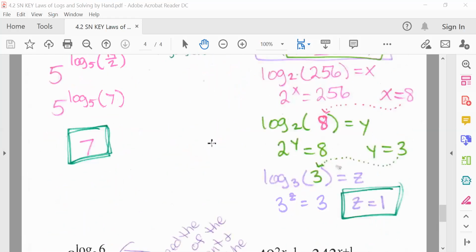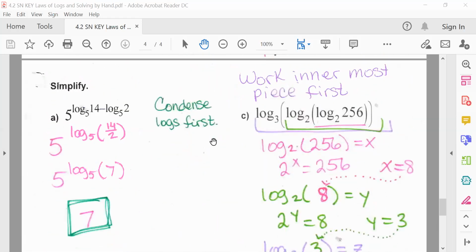All right. Part C. We have a log of a log of a log of something, and that looks like a lot, okay? If you treat this just like a function inside a function inside a function, this will work. So we want to work from the inside out. So we're working this log base 2 of 256 first, okay?